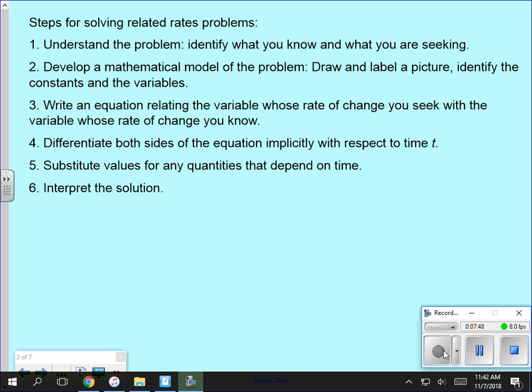Differentiate both sides of the equation implicitly with respect to time. Substitute values for quantities that depend on time, and interpret your solution. In other words, solve the problem. Take the derivative, then plug in the values. Don't plug in values beforehand. Take the derivative first. Very common mistake.